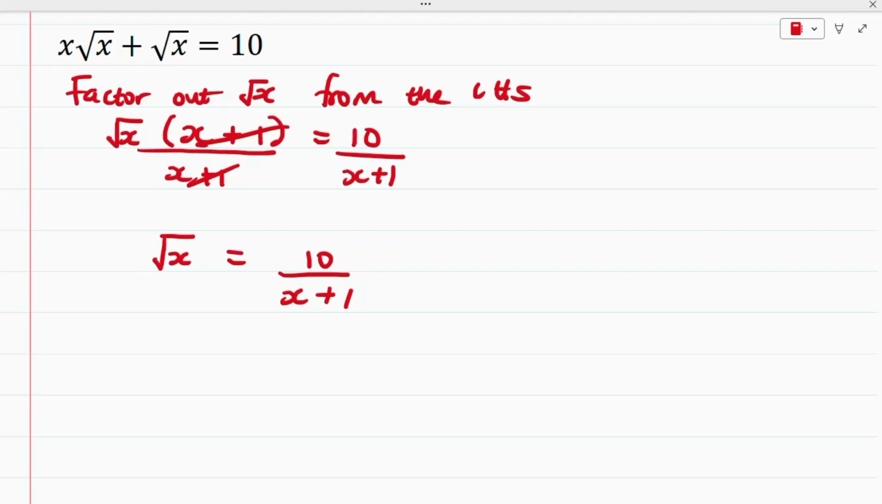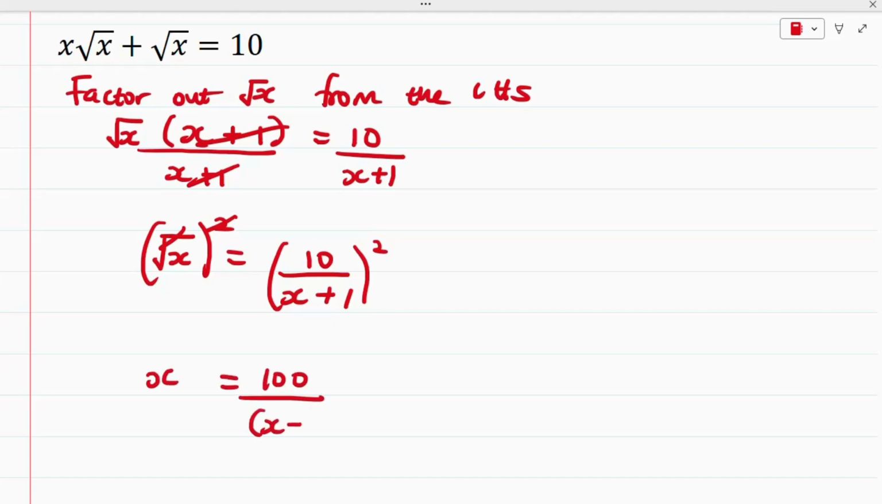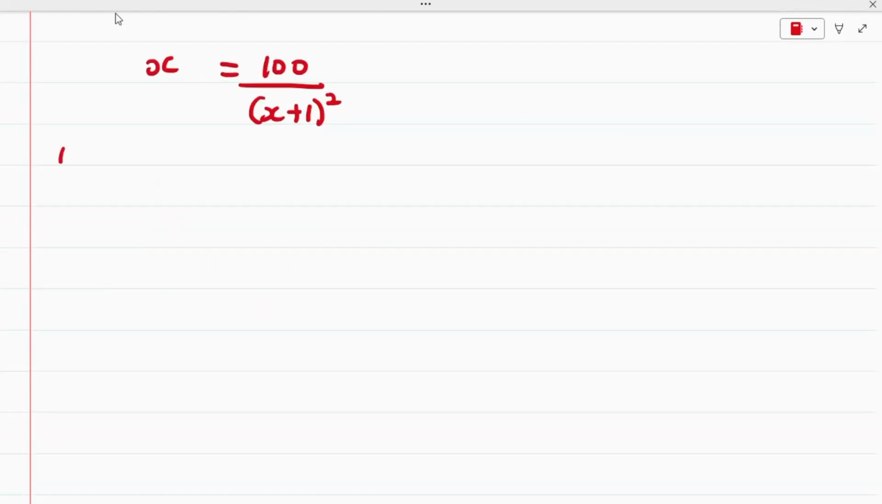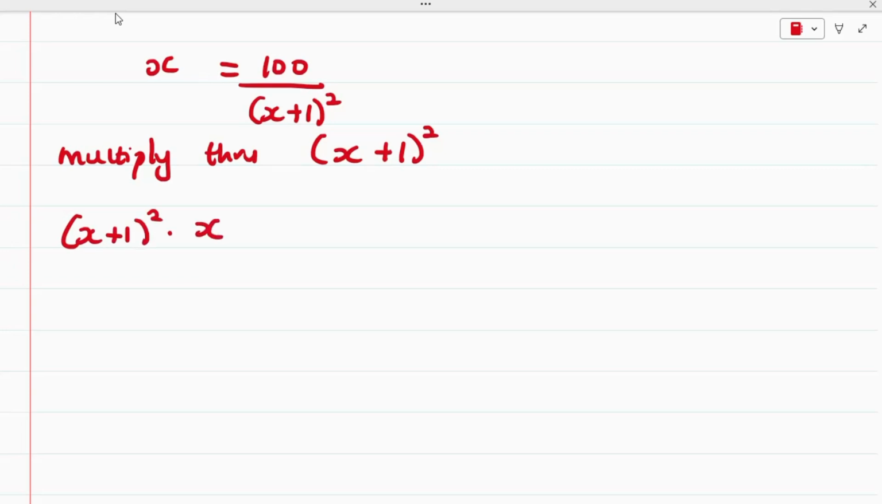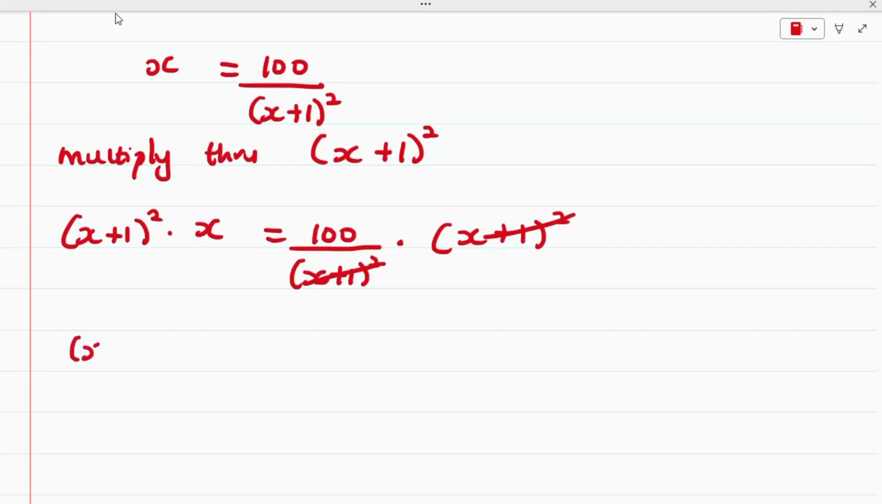So next thing we have to do here is to simply square both sides. So squaring both sides, this is going to cancel out this. We have x equals 10 squared, which is 100, and we have the denominator to be (x plus 1) all squared. So next thing we have to do is to simply multiply through by the denominator, which is (x plus 1) all squared, to get rid of it. So we have (x plus 1) all squared multiplied by x is equal to 100 divided by (x plus 1) all squared multiplied by (x plus 1) all squared. So this is going to cancel out this.